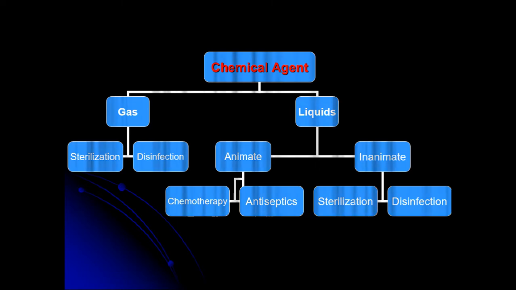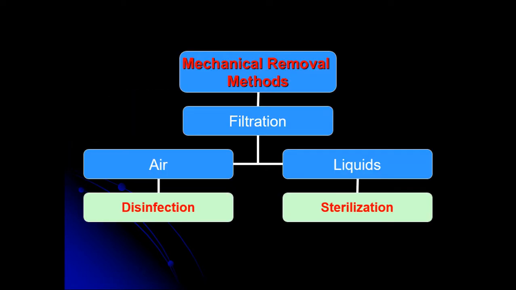We will see details separately regarding the chemical agents used for sterilization or disinfection. The third method we have mentioned is the mechanical removal method, and this process mainly includes one method, that is filtration. Either filtration of air, which can result in disinfection, or filtration of various liquids, which will remove the microorganisms and result in sterilization. As such, we have mentioned these three methods: physical, chemical and mechanical removal.